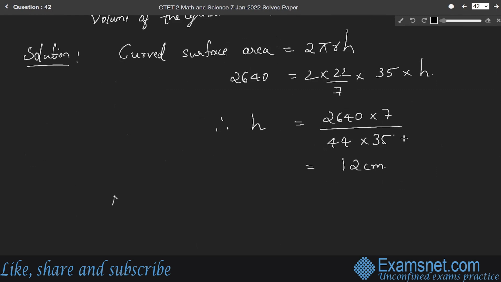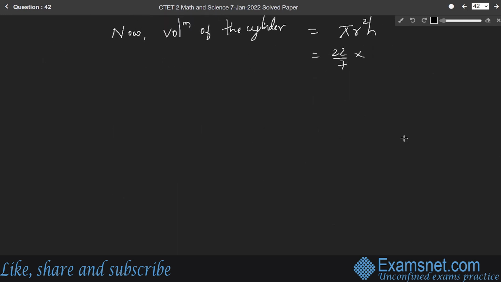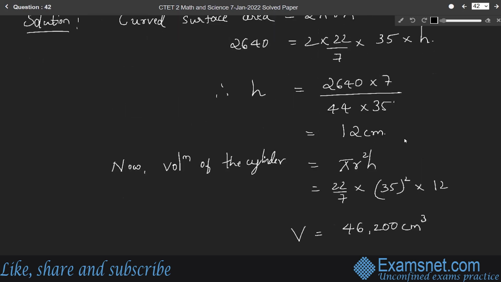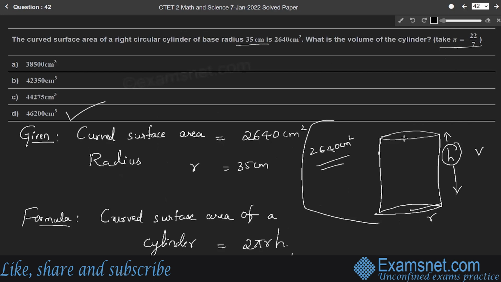Right. So now volume of the cylinder is equal to pi r square H, which is 22 by 7 into R is 35 the whole square into H is 12. So here also after simplification we'll get 46,200 centimeter cube. So volume of the cylinder is 46,200. Hence option D is the right answer.